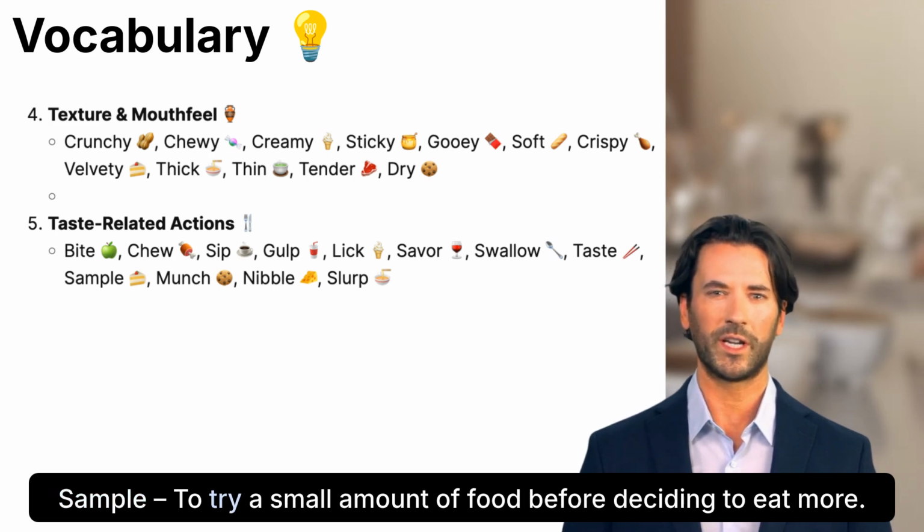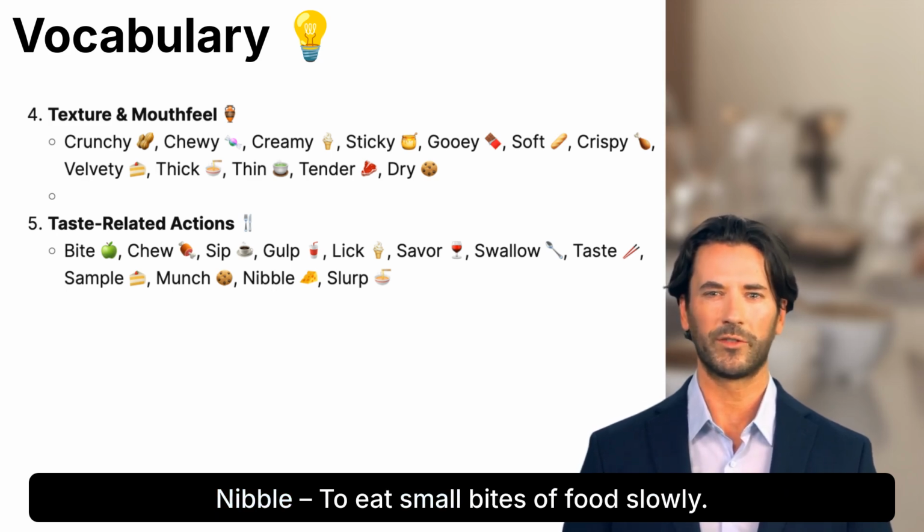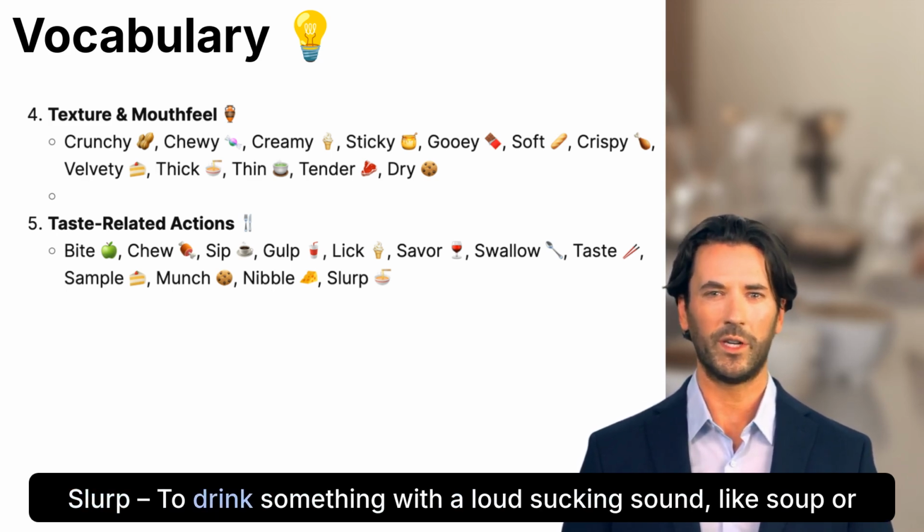Sample, to try a small amount of food before deciding to eat more. Munch, to eat with a crunching sound, like eating chips. Nibble, to eat small bites of food slowly. Slurp, to drink something with a loud sucking sound, like soup or noodles.